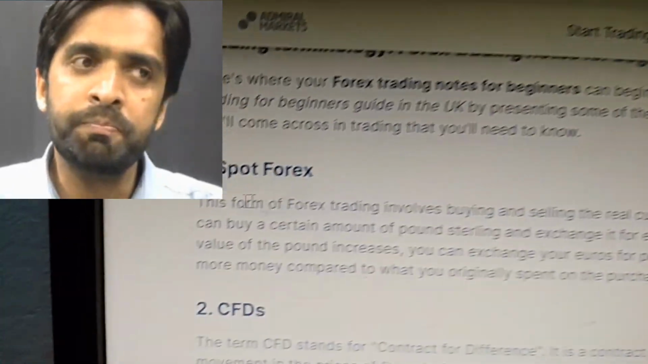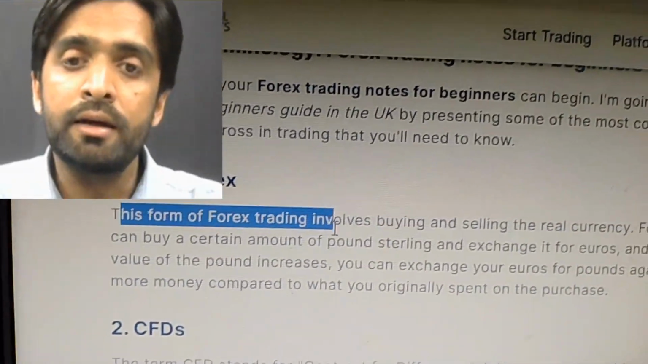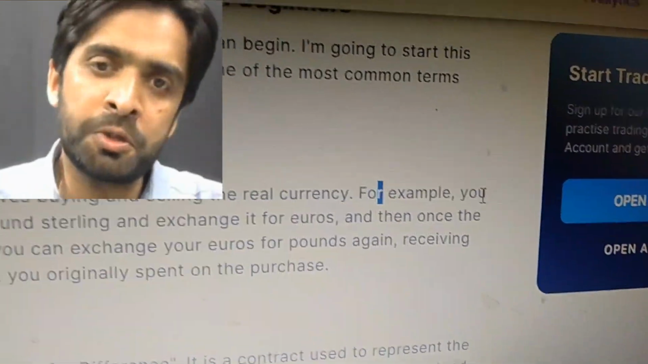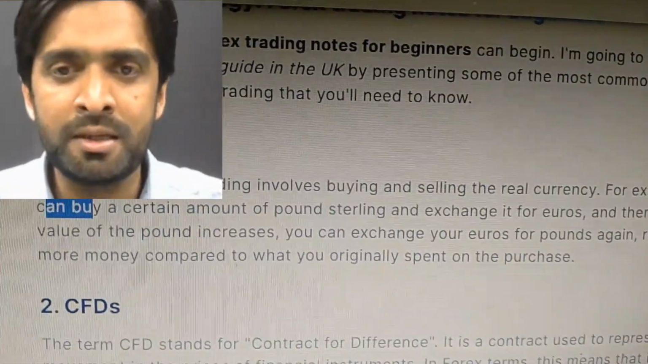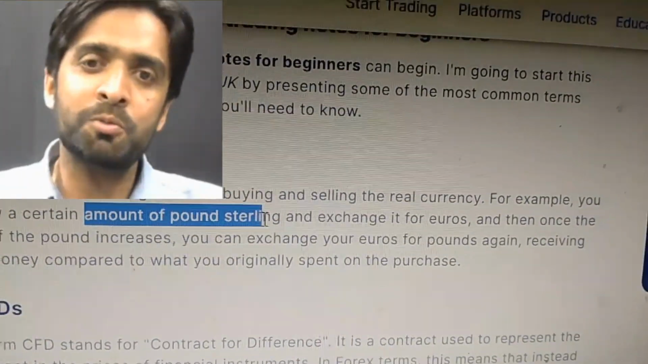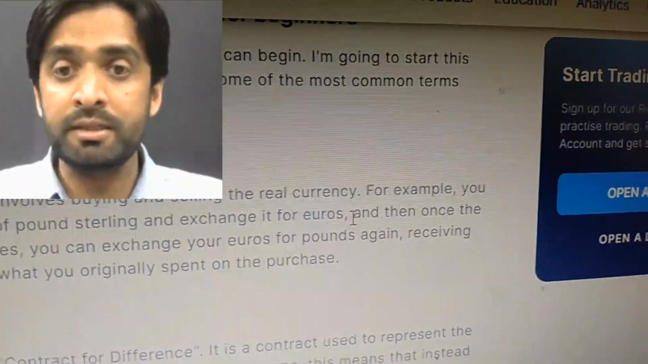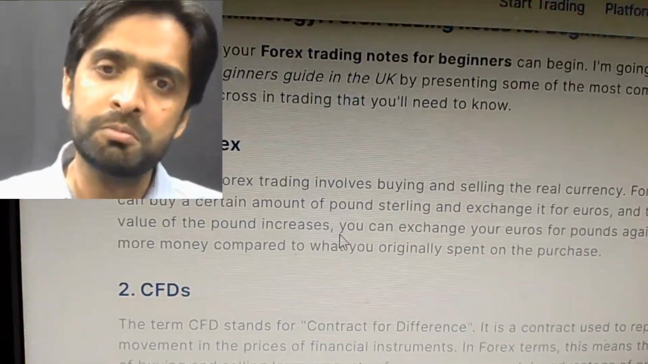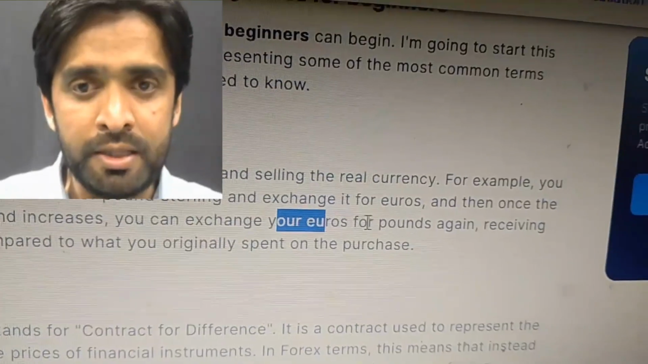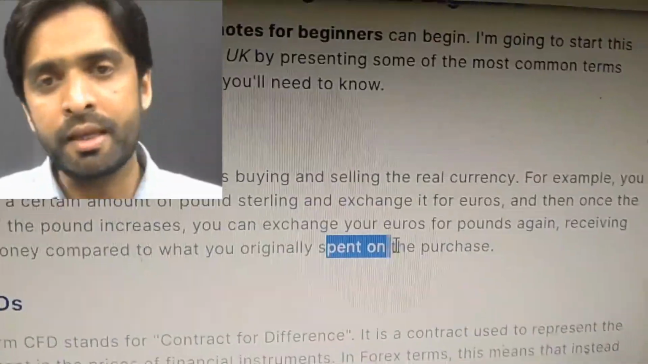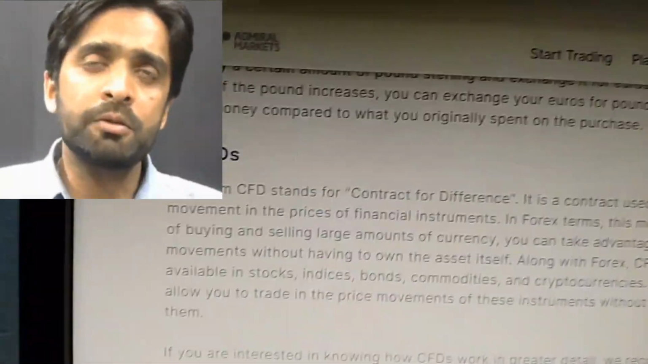First is spot forex. This term of forex trading involves buying and selling the real currency. For example, you can buy a certain amount of pound sterling and exchange it for euros, and then once the value of the pound increases, you can exchange your euros for pounds again. You receive more money compared to what you originally spent on the purchase.